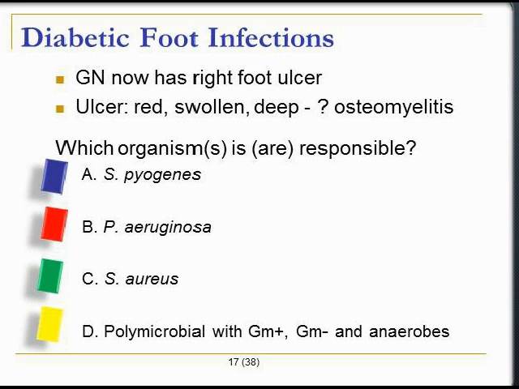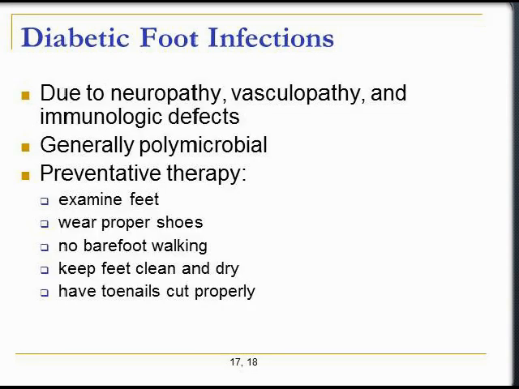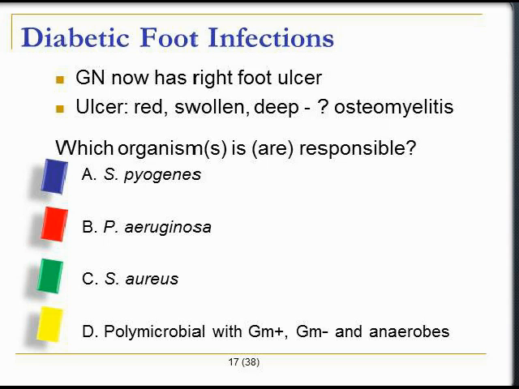All right, that's a pretty straightforward question, hopefully. So there's a lot of things that put patients with diabetes at risk for diabetic foot infections. Those include the neuropathies, vasculopathies, and immunologic defects that occur over time with someone who has uncontrolled diabetes. And all of those things increase your risk of a diabetic foot infection. They are generally polymicrobial with potential for gram-positives, gram-negatives, and anaerobes. And there's a lot of things patients can do if they have diabetes to help prevent these infections, including those things listed there and on page 18 in your handout. So the correct answer is D.